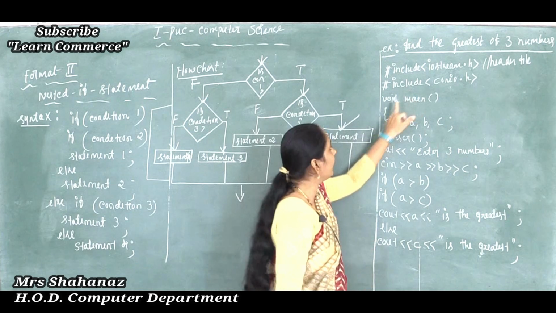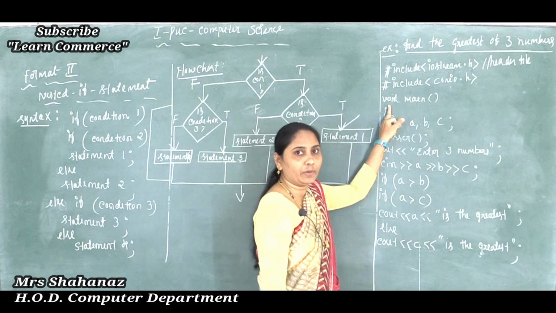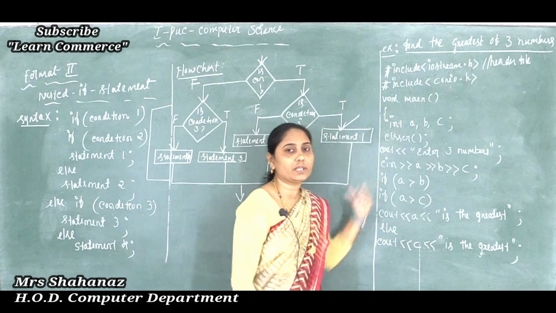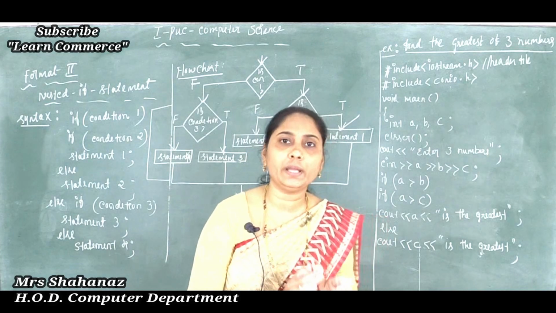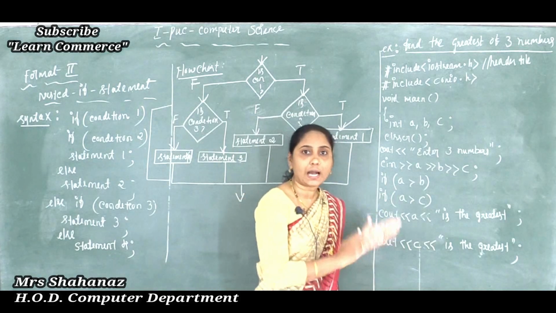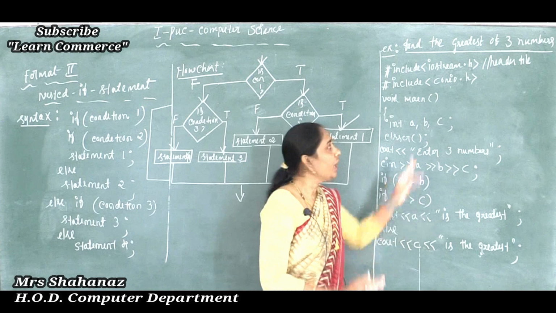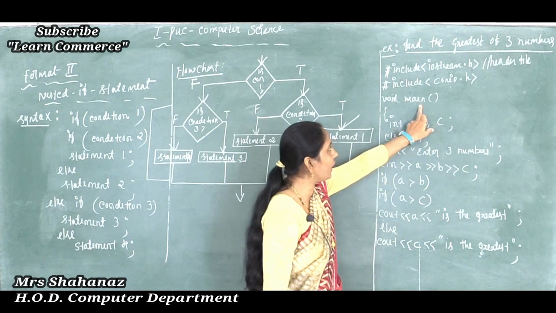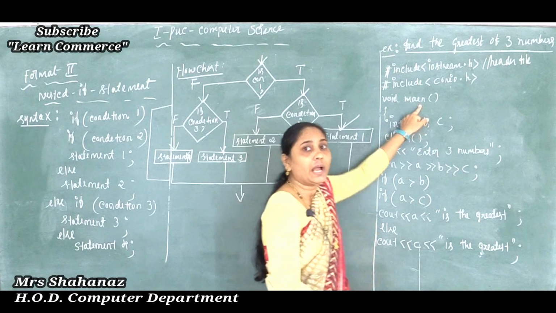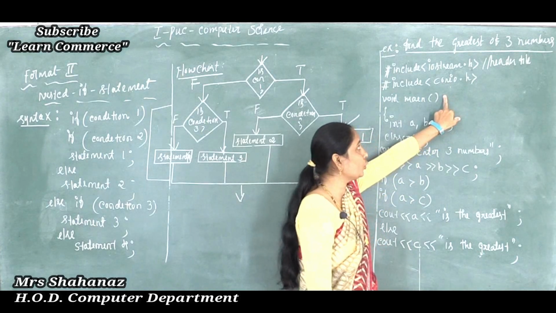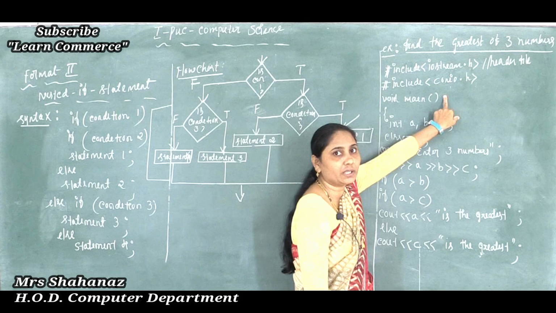Clear this point? And next, we know that every program starts by using the main function. So why are we using the main function? The meaning is that we are going to start the program. There should be only one main function in every program and it should not be terminated by using a semicolon.